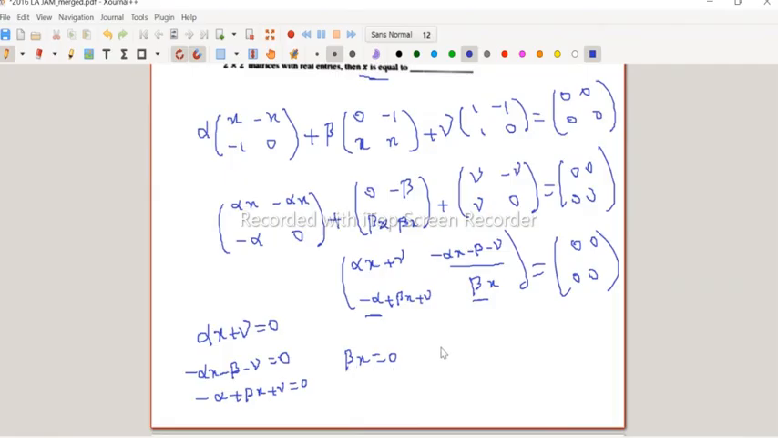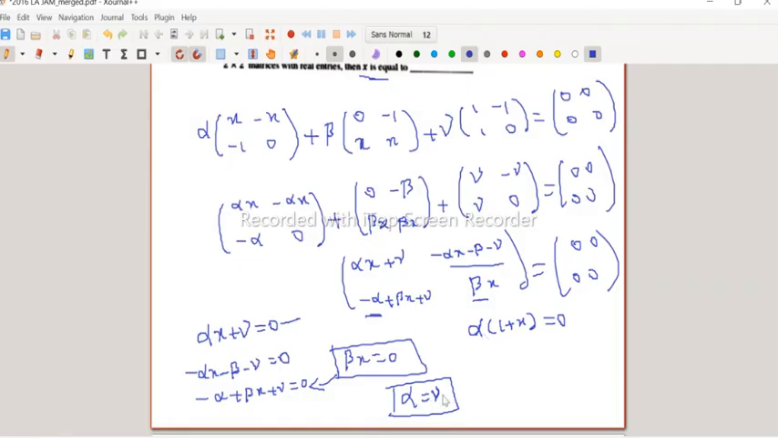Now suppose beta x equals 0. Substitute beta x equal to 0 into this equation, and we get alpha equal to gamma. We don't know whether beta equals 0 or x equals 0, but the product is 0. So there is a relation between alpha and gamma: alpha equals gamma. Now substitute alpha equal to gamma into the first equation. We can take alpha outside: alpha times (1 plus x) equals 0.